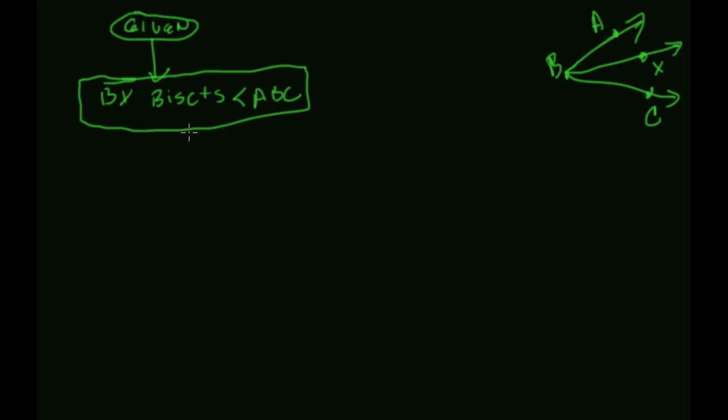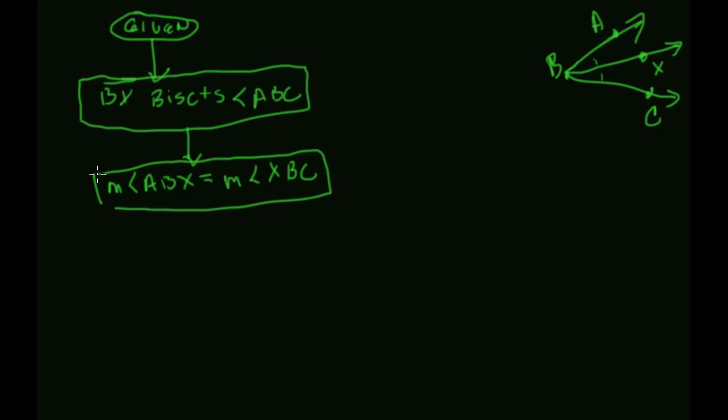Now, I know that because it's a bisector, these two angles have to be the same size. So that tells me that the measure of angle ABX has to equal the measure of angle XBC. Okay, so why is that? Because that's the definition of a bisector. Right? A bisector is something that cuts something into two equal parts.